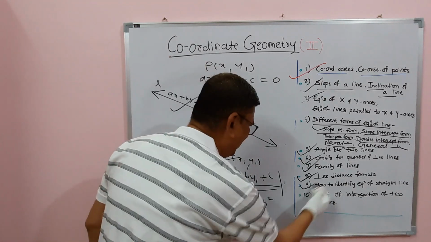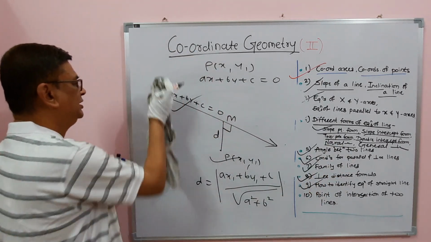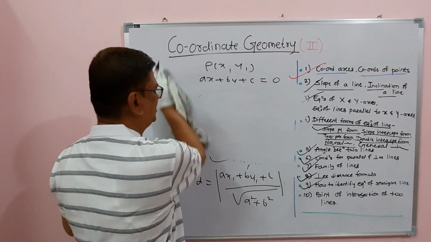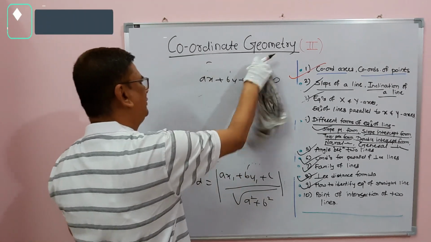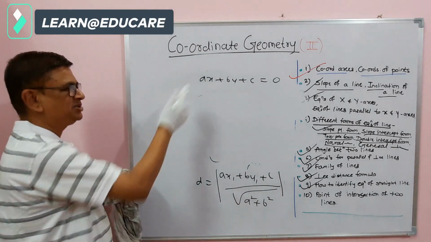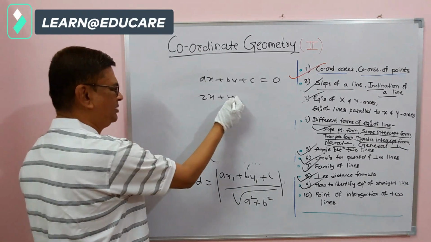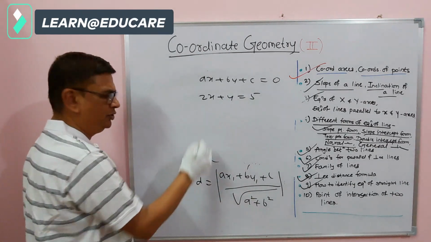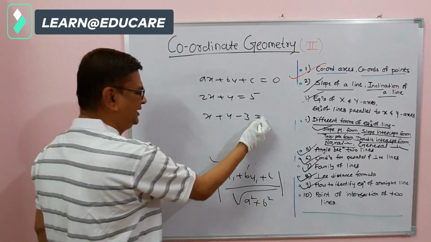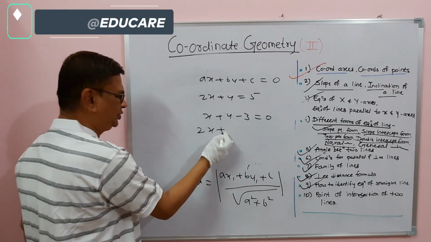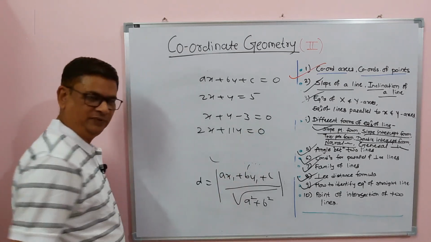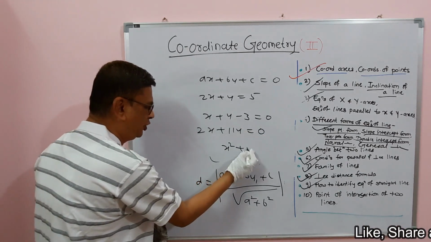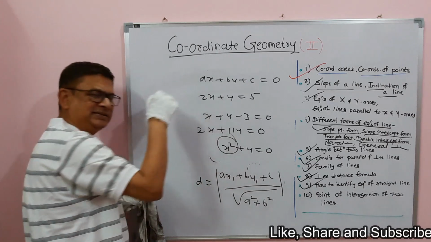Then how to identify equation of straight line? Equation of straight line is always a first degree equation in x and y, like this one, ax plus by plus c equal to 0. For example, 2x plus y equal to 5. For example, x plus y minus 3 equal to 0. For example, 2x plus 11y equal to 0. However, this will not be an equation of line as it contains a square term.